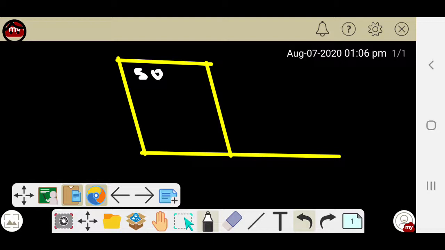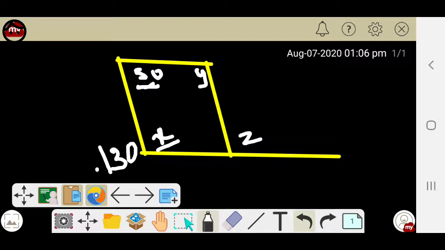This one, 50, x, y, z. Okay, you have to find the value of x, y and z. Listen dear children, this 50 and this x are adjacent angles. Adjacent angles are supplementary. Supplementary means total 180. So this angle 50 means x will be 130. 130 plus 50 equal to 180.